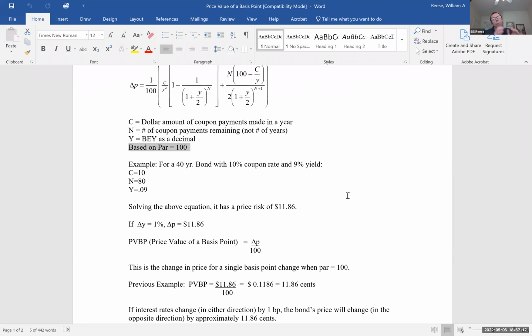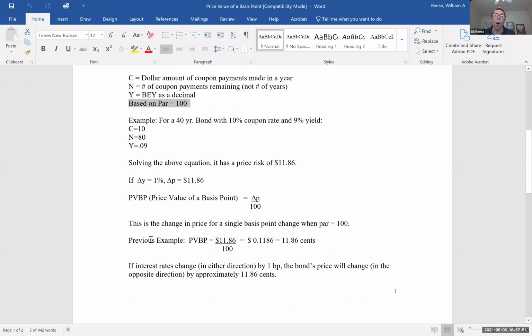Now, I want to mention here, just like with duration, modified duration, this is not an exact number. This is an approximation. In fact, it works very much like modified duration does. You're taking the slope of the tangent line, except you're using it to express not a percentage change in the price of the bond, but an approximate dollar change in the price of the bond. So for small changes, this is a pretty good approximation. For bigger changes, it's going to be off by a little bit. Okay, so here we are, our price value of a basis point for this bond ends up being 11.86 cents.